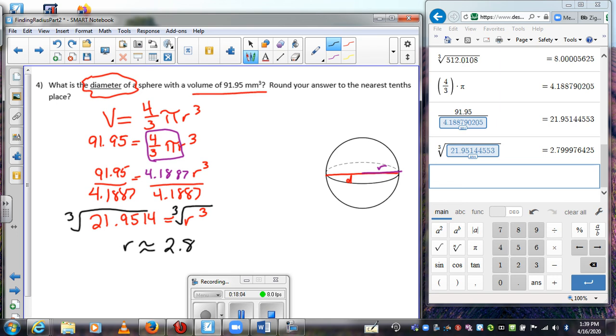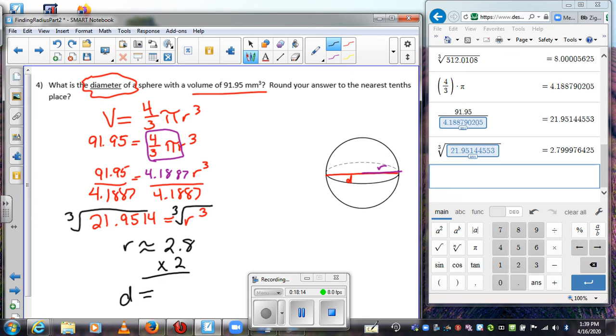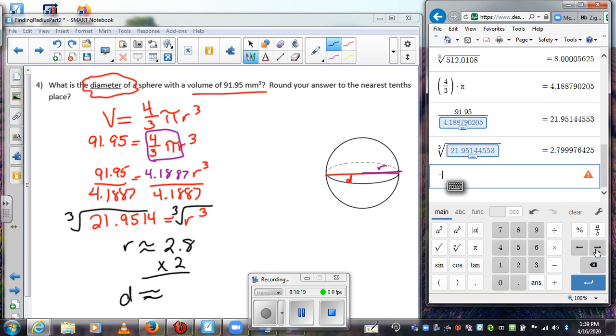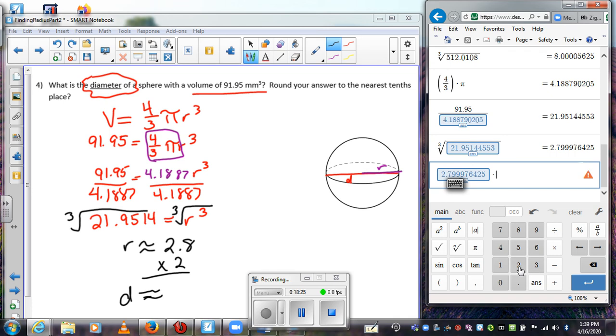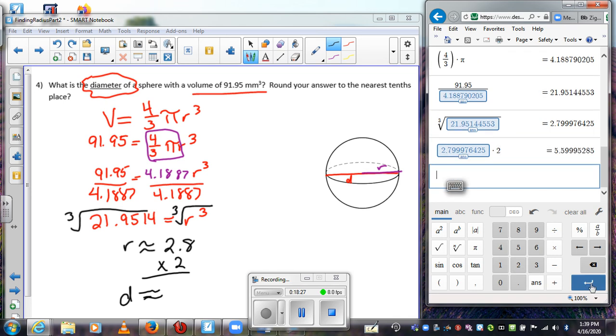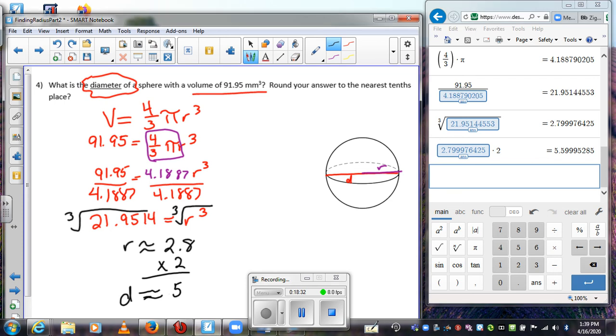However, it's asking for diameter. So to get the diameter, I'm going to have to multiply this by 2. So that means my diameter is about, I think I'll just hit times 2. Oh, no, this one requires me to do answer. So answer times 2. Okay, and that looks like 5.6. So that's 5.6 millimeters. Great, we have one last question to do, just one more.